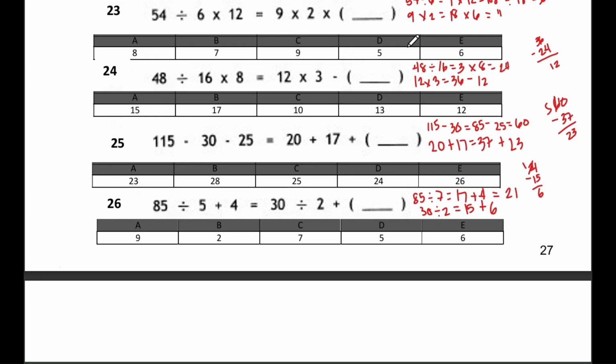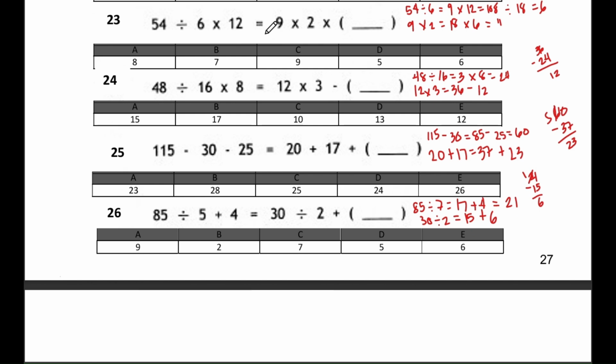Question 23. 54 divided by 6 times 12 equals 9 times 2 times what missing number? The options are A, 8, B, 7, C, 9, D, 5, or E, 6. The correct answer is E, 6. Let's do this step by step.